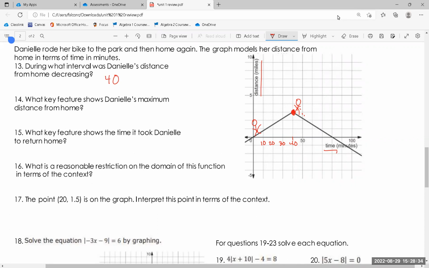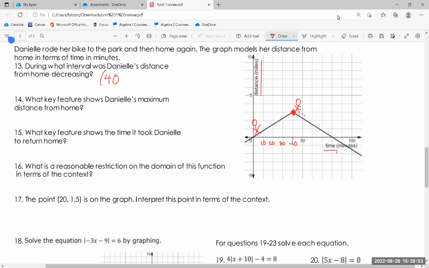And then at the vertex, again, she's not increasing or decreasing, right? She's just chilling at the top of that vertex. So we're going to put a parentheses around 40, because we don't want to include it in the interval. Now she's going down, down, down, down, down.